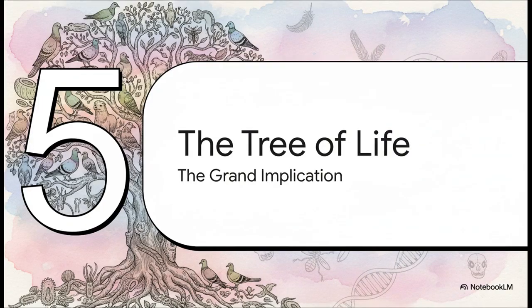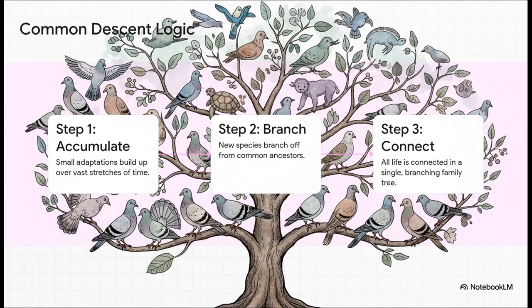So, what is the ultimate mind-bending result of this slow, patient process playing out over all of Earth's history? Well, this is where Darwin's theory went from just brilliant to truly revolutionary. The logic just flows perfectly. 1. Small changes add up over vast amounts of time. 2. New species start to branch off from their common ancestors. And 3. If that happens over and over again for billions of years, then all life must be connected in a single branching family tree.